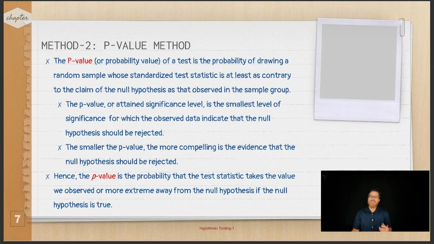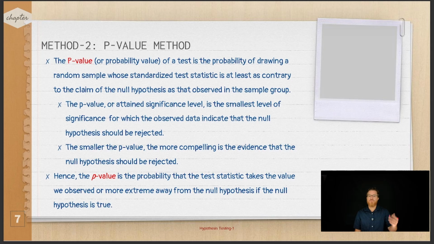Hello everyone. In today's lesson, we're going to be looking at how to use the p-value or probability value to test a hypothesis. So the p-value or probability value of a test is the probability of drawing a random sample whose standardized test statistic is at least as contrary to the claim in the null hypothesis. And this is what we're going to be using to test our hypotheses.